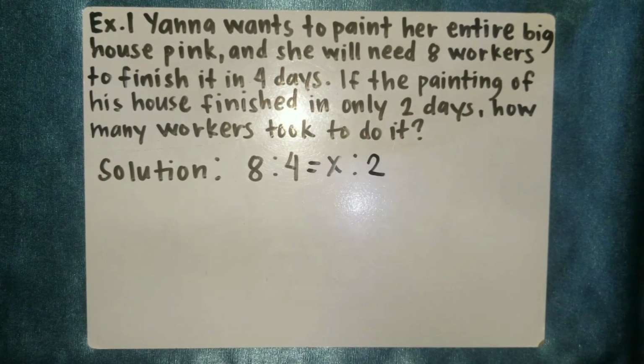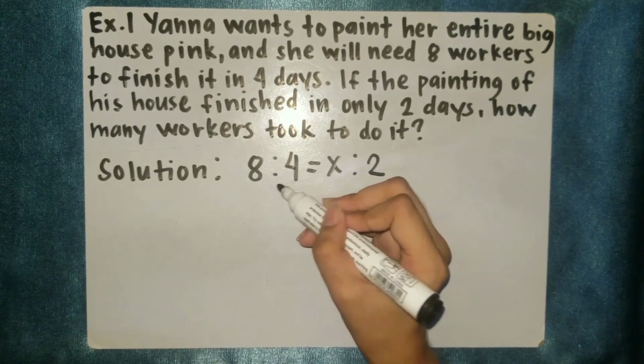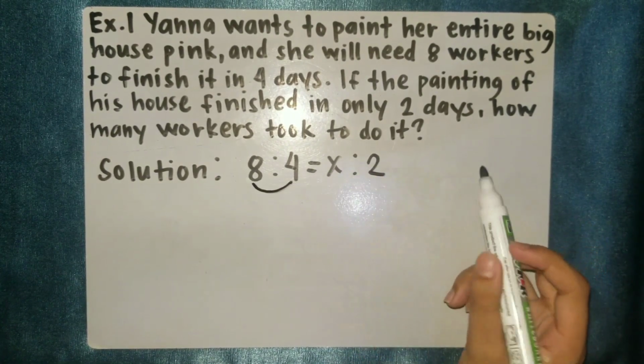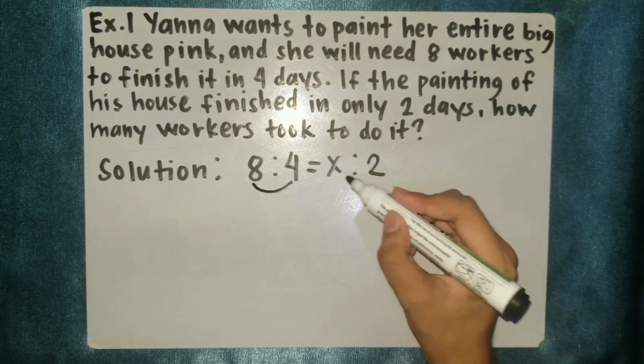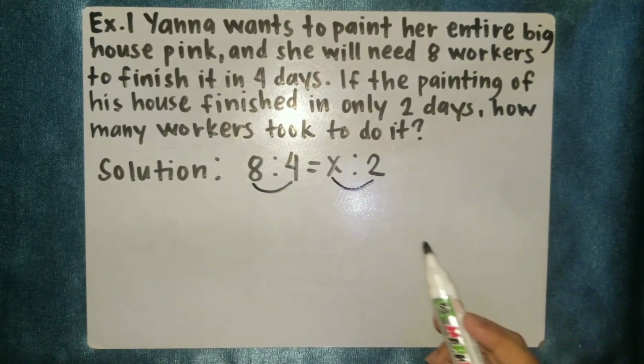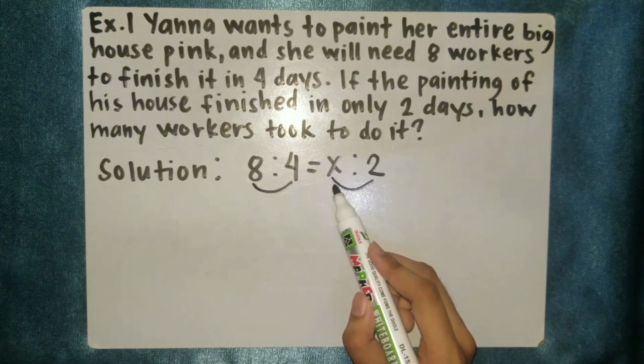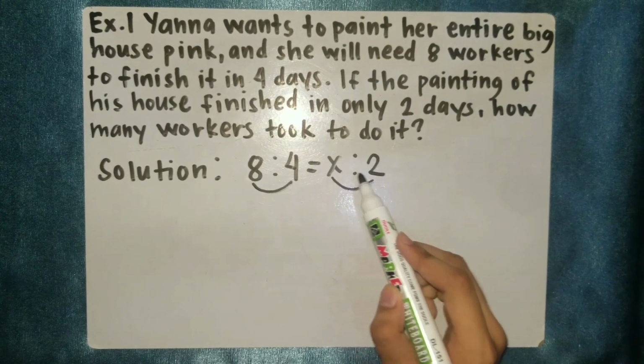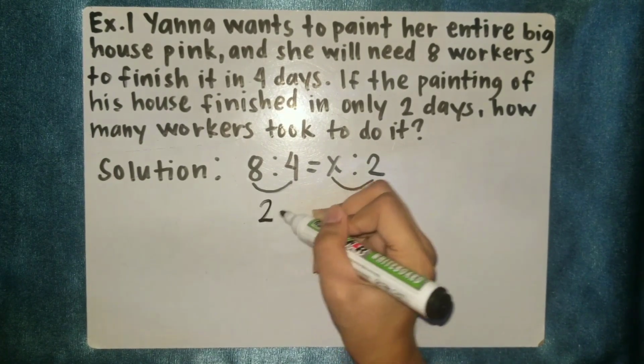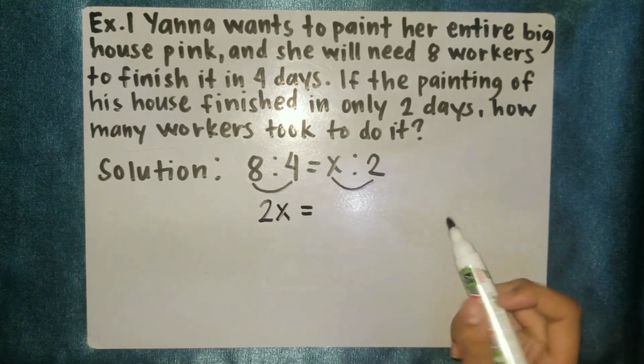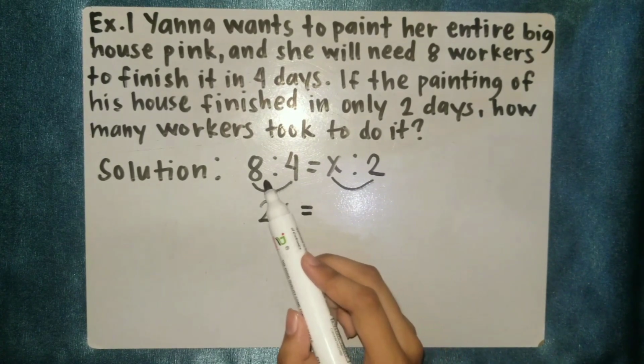Sa pag-solve ng inverse proportion, halos magkaparehas lang sila ng way sa direct proportion. Ang pinagkaiba lang nila sa inverse proportion, ang ipagmumultiply natin ay ang extremes and means ng first ratio and then ang means and extremes ng second ratio. So since ang x variable natin ay nasa second ratio, ang second ratio ang una nating ipagmumultiply. X times 2, 2x. Then next, 8 times 4 equal 32.